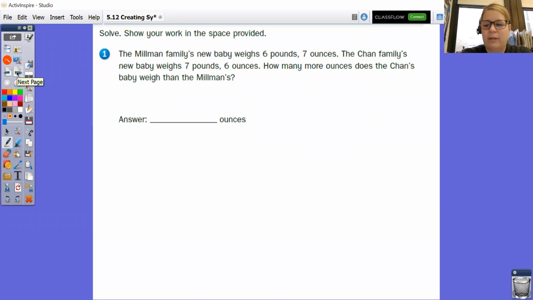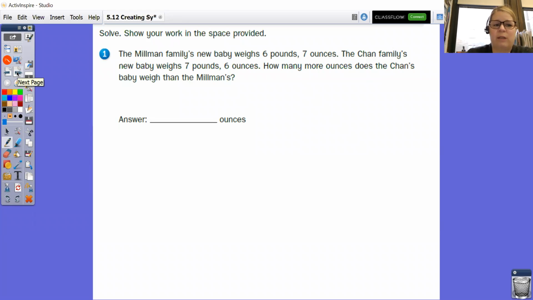I want to spend the last bit of our time on doing some of these word problems. This is where we're going to get a little bit more challenging. So we have this Millman's family, and they had a baby, and the baby weighed 6 pounds and 7 ounces. The Chan family had a baby, and their baby weighed 7 pounds 6 ounces. And I want to know how much more did the Chan baby weigh than the Millman's baby.